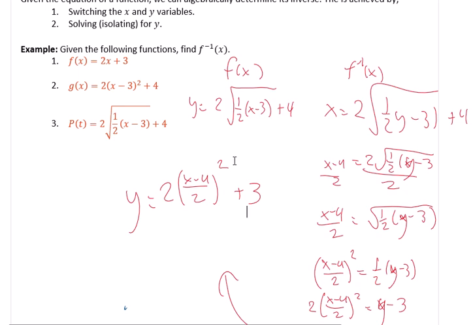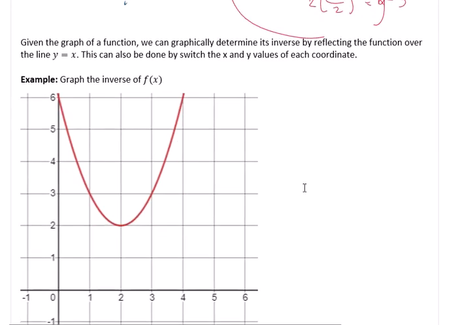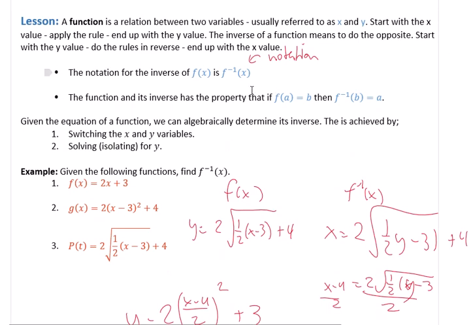Inverse functions, graphically, you'll see them as a reflection. Algebraically, they're going to reverse the x and y values, and you need to solve or isolate for the y in both cases. If you plug in a value for x on the original function, you get a y. If I plug that y back into my inverse, that result is going to be the original x value I started with, as we saw earlier. So if we're given the graph of a function, we can graphically determine its inverse by reflecting the function over the line y equals x. That's where this switching happens.